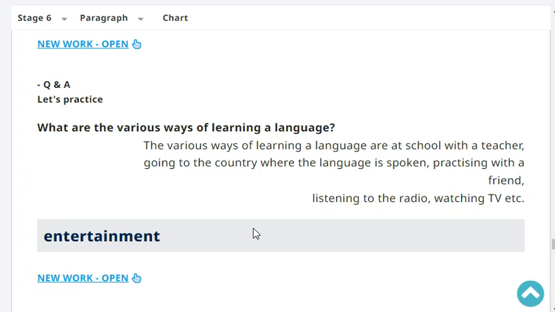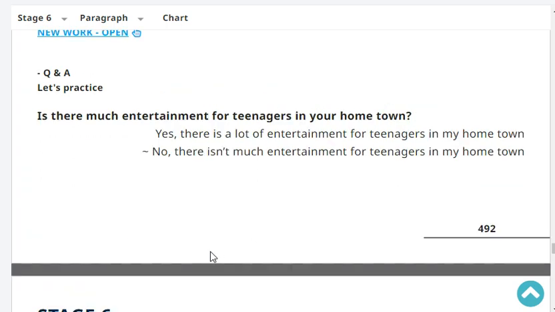What are the various ways of learning a language? The various ways of learning a language are at language school with a teacher, going to the country where the language is spoken, practicing with friends, listening to the radio, watching TV, etc.